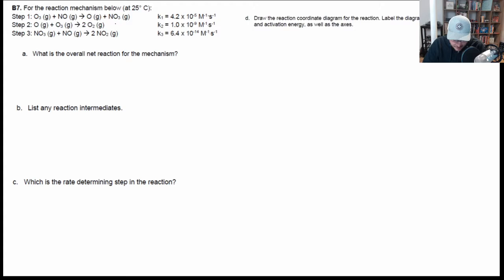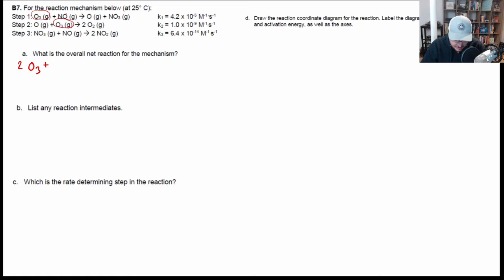So if we're looking at this right here, the first thing that you always want to identify is, do you have anything that you would consider a catalyst? And do you have anything that you would consider to be an intermediate? Because those things are not going to be part of the overall reaction in this scenario. So we have O3 used as a reactant in step 1. It's used as a reactant in step 2. You don't see it anywhere in the products, so that's going to tell you that it's a reactant.